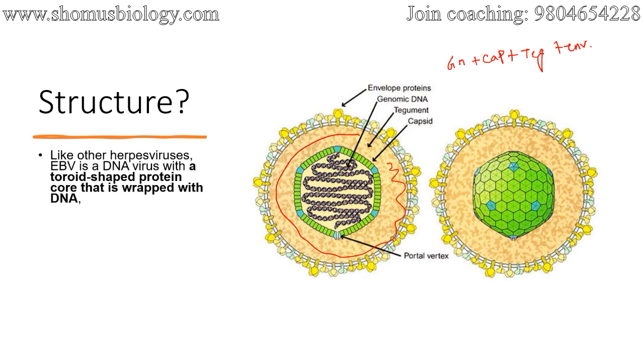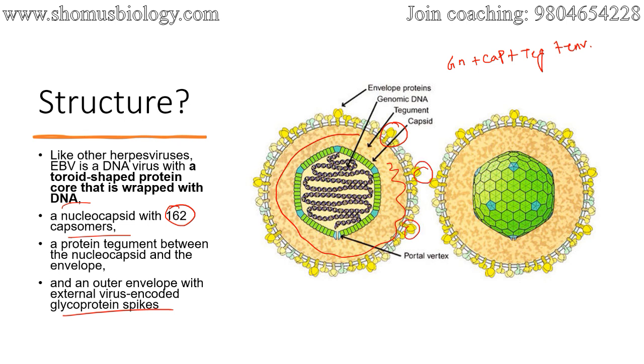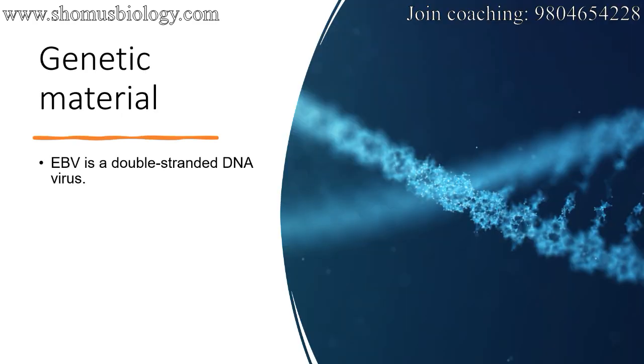First, a DNA virus with a toroid-shaped protein core that is wrapped with DNA. Second, a nucleocapsid with 162 capsomeres, meaning the individual protein units that make up the capsid. Then the tegument between the nucleocapsid and the envelope, and finally the envelope, with external virus-encoded glycoprotein spikes on the surface, with which it can contact and interact with the host cell and be engulfed inside it. The genetic material for Epstein-Barr virus, or EBV, is double-stranded DNA, so it's a double-stranded DNA virus.